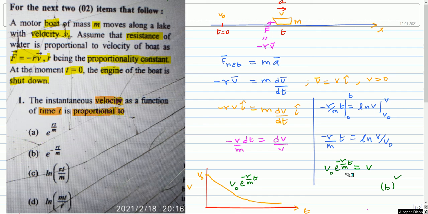If you plot this v as a function of time, it will look like this. At time t equal to 0, its value is v0. After this, it is decreasing exponentially, and the function is v equal to v0 into e raised to the power minus R by m into t, and at infinite time it will become 0. So the correct option is option B.